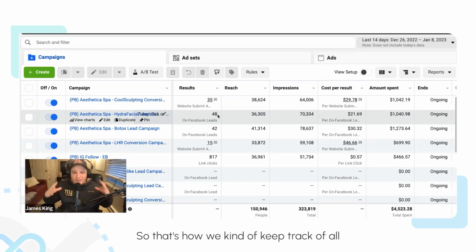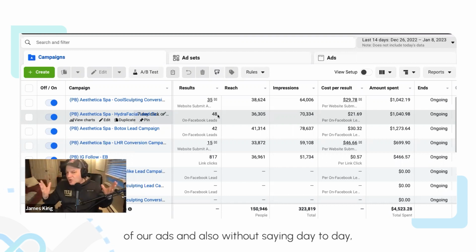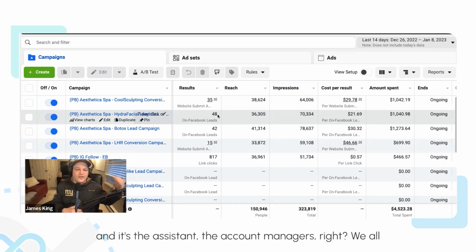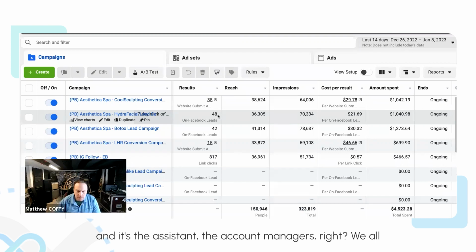So that's how we keep track of all of our ads. And also, without saying, day to day, we're going through all of our campaigns. It's myself and the assistant account managers. We all have our eye on it. We're all looking for certain things.